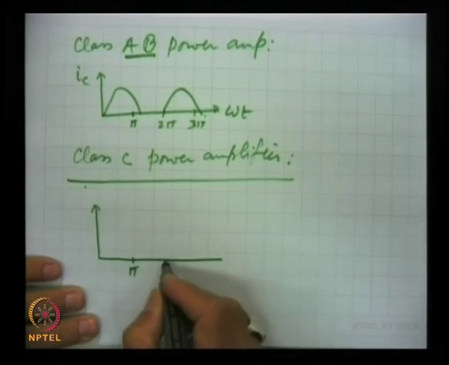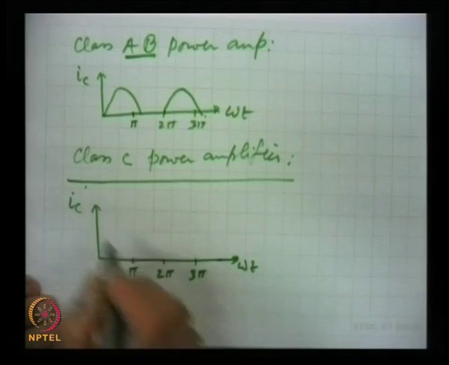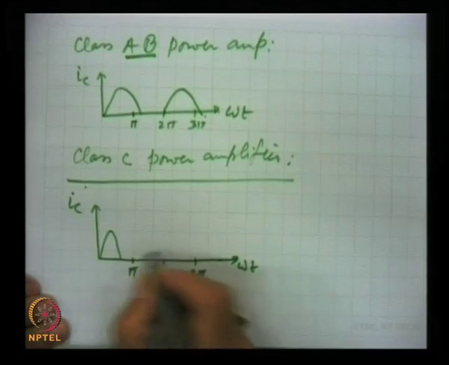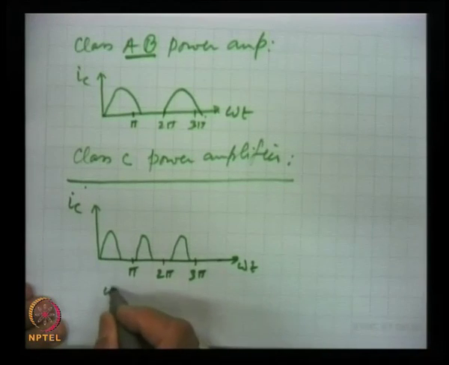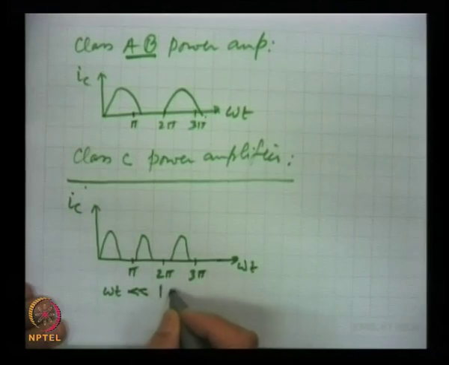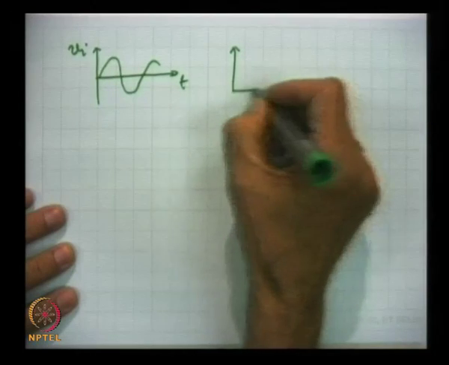This is pi, 2 pi, 3 pi, and this is omega t. Here this is the collector current, then like this, where conduction angle omega t is much less than 180 degrees. So in class C operation we get sharp pulses in the collector currents, and what purpose will these pulses serve? Because for a sinusoidal input of this kind, this is Vi, the function of time, we are getting sharp pulses like that.